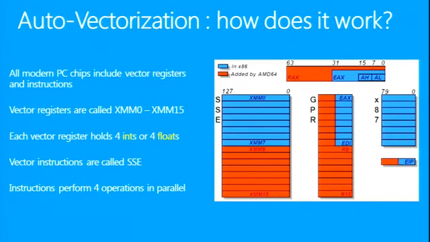The registers are called XMM0 through XMM15, whilst the actual instructions that operate upon these vectors are called SSE. SSE itself stands for Streaming SIMD Extensions. And the essence of these vector instructions is that they can perform with ints and floats 4 operations in parallel at the same time.